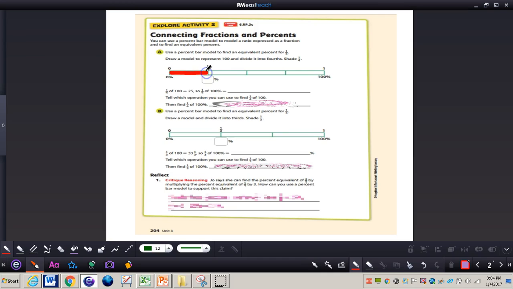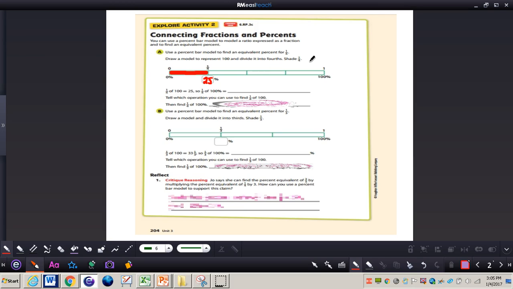All the way there. And then we can see that 1/4 of this is shaded in, which would equal 25%. And you can write that right in the box there. So 25%. How would we know that's 25%? Because we can see 1/4 would be 25, half of it would be 50, 3/4 would be 75, and the full would be 100% there.